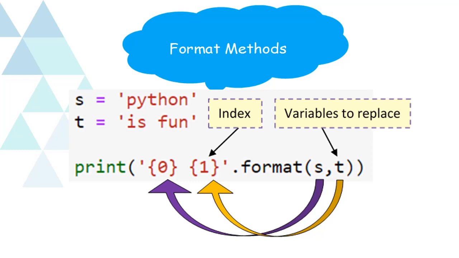Format method. Here S1 is equal to Python and T is equal to isFun. So format method is used to print a string in a specific format. So for that we need to define which string we need to print under format function and its index. So here we are seeing 0th index, first index, and for 0th index print s string and for first index print t string. So output will be Python isFun.